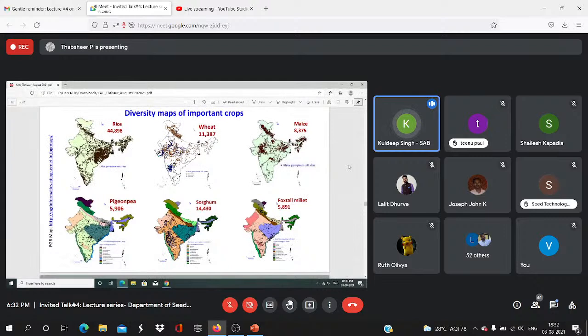So these maps are available at NBPGR. We released yesterday a small app as well that will help breeders to choose the specific climate, to really predict and choose the germplasm for specific purposes as well. Next, please.